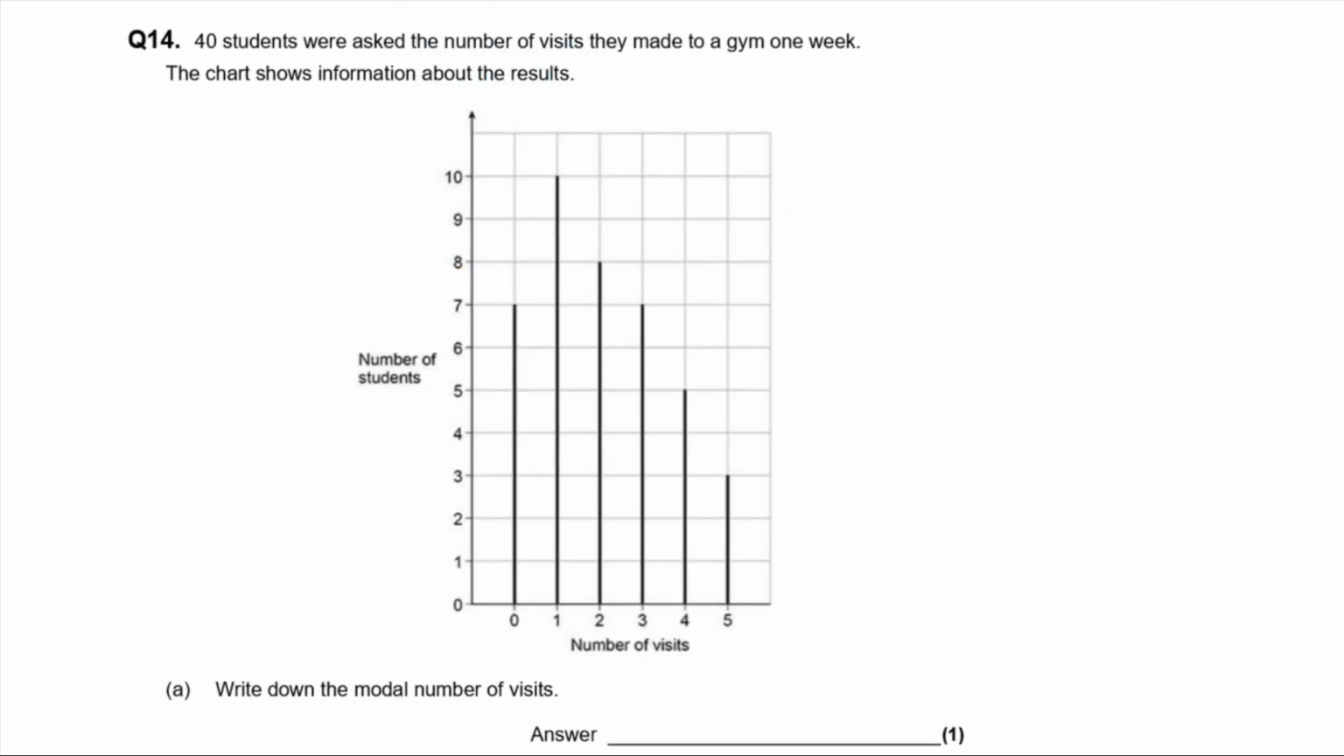40 students were asked the number of visits they made to a gym in 1 week, and the chart shows information about the results. Write down the modal number of visits. Now, mode is most, and on a bar chart that's really easy to find because it's just the tallest bar. And my tallest bar on the bar chart is this one, isn't it? It's this one here. Okay, so the number of visits was 1. That's the modal number because that occurred 10 times, which is more than all the others.